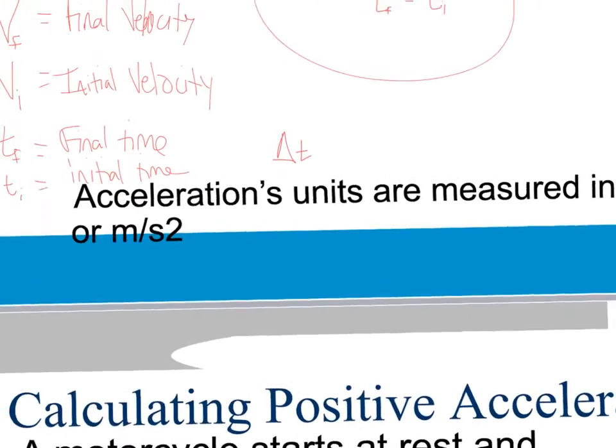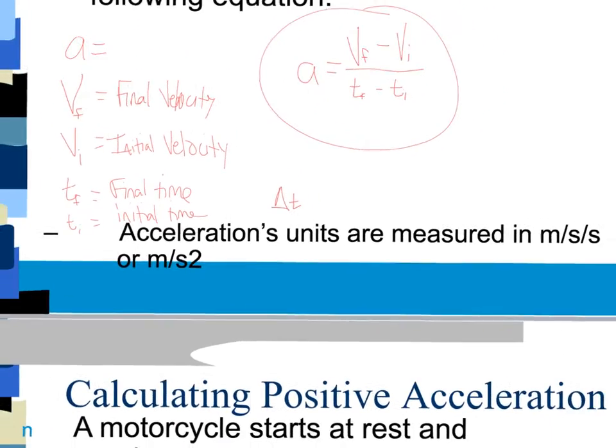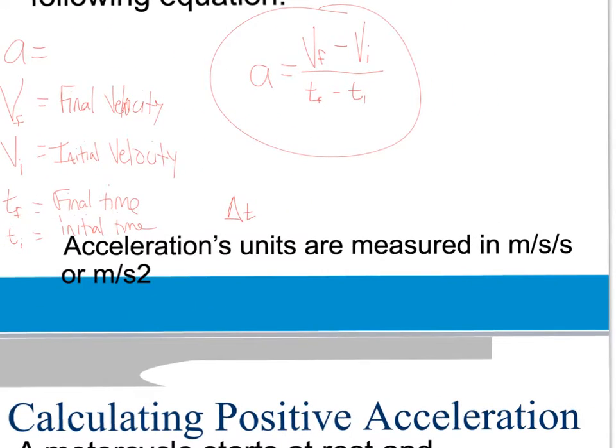All right, and since acceleration is a change in velocity over time, velocity is measured in meters per second and time is measured in seconds. So since it's velocity divided by time, our unit is going to be meters per second over seconds, which another way to write is meters per second squared. Every time I ask you to put the units on, that's what it is.